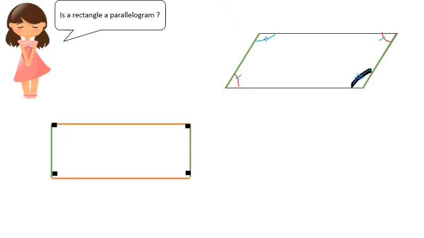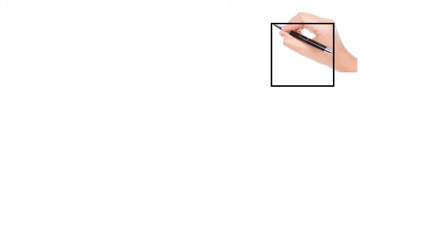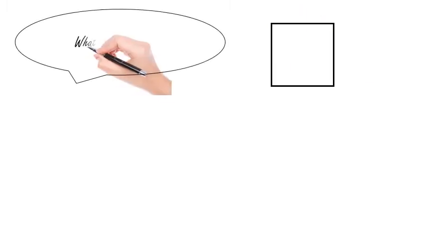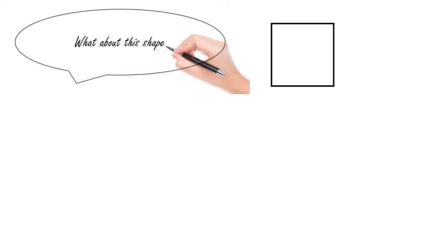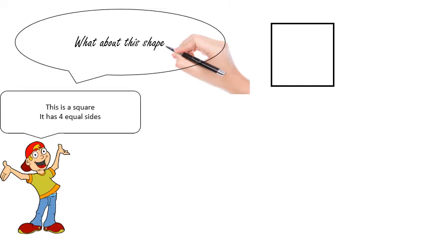So now we know from quadrilateral that we have the parallelogram, the first shape, and the second shape is the rectangle. Let's see another shape. Okay, this is a famous shape. What's the name of the shape? Can anyone answer? Do you have information about the shape? This is a square. It has 4 equal sides.